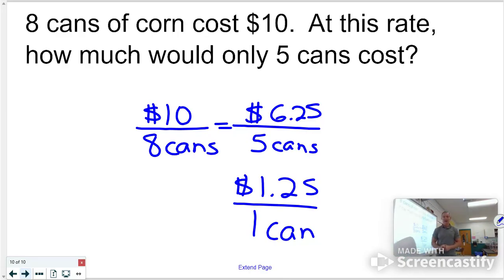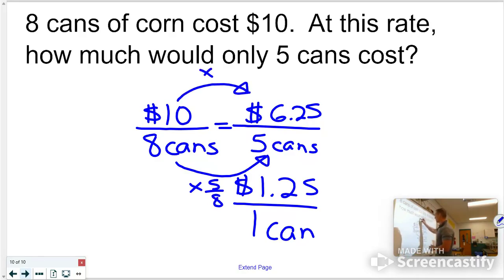Another approach that I could take is I could have figured out what I'm multiplying 8 by to get 5, which is going to be 5/8 or 0.625, and then I could multiply 10 by that fraction of 5/8 or 0.625 to get $6.25 for 5 cans, which was close to our estimate of $6. All right.